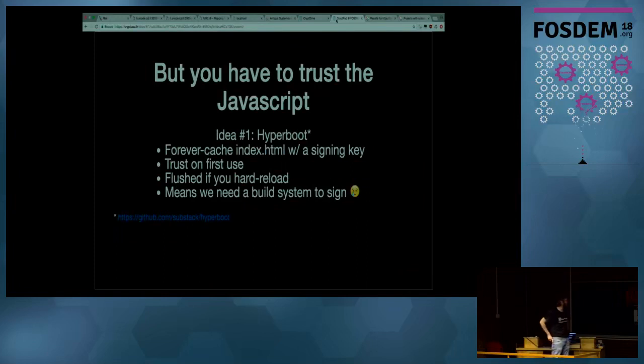The first idea is that we use Substack's Hyperboot. Basically, what Hyperboot does is forever cache HTML with a signing key. It's trust on first use. If you hard reload, it's going to flush the cache, and you're back at square one. But once you've loaded that page once, you can see updates come in, and it's like, okay, there's an update to this web app. Would you like to use it?